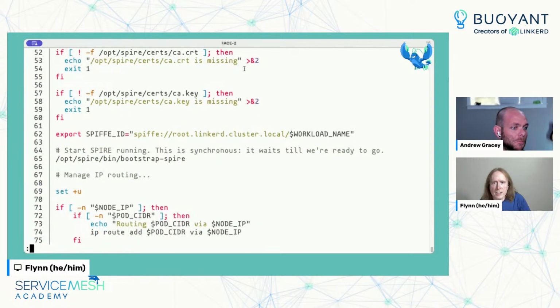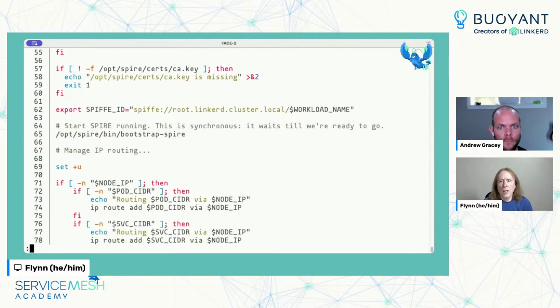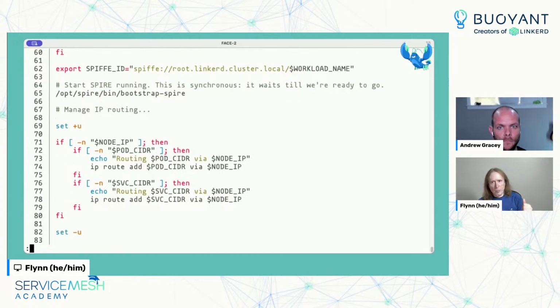Okay, so once all that is done, we set our SPIFFE ID environment variable, which bootstrap Spire needs. We run bootstrap Spire, that's synchronous, that'll block the bootstrap for the whole thing until Spire is up and ready to go. If you set node IP and pod CIDR and service CIDR, it will do the IP route adds for you. The reason that this is a conditional is that in some cases you won't need to do it.